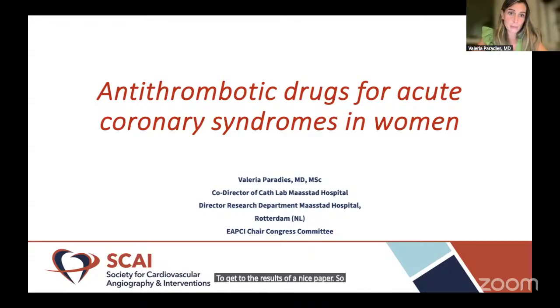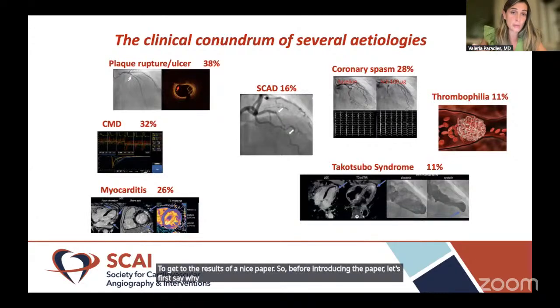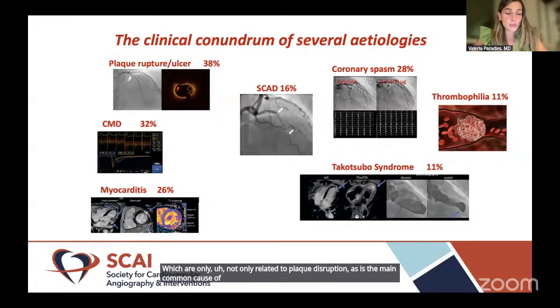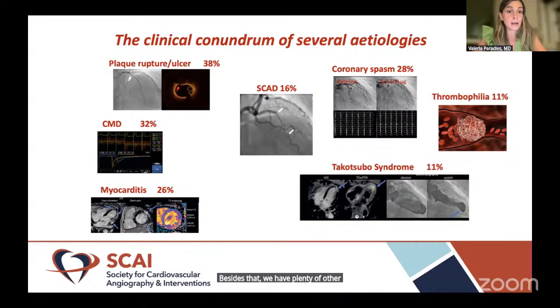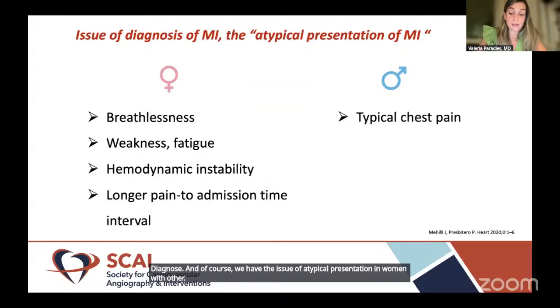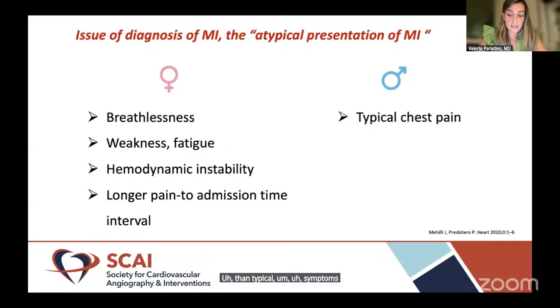So before introducing the paper, let's first say why this topic is so important, because we all know that even the diagnosis of acute coronary syndrome in women is particularly challenging due to a wide spectrum of different underlying mechanisms, which are not only related to plaque disruption, as is the most common cause of acute coronary syndrome in men, but beside that we have plenty of other reasons, most of the time not very well diagnosed. And of course, we have the issue of atypical presentation in women with other than typical symptoms, which also makes the diagnosis particularly challenging.